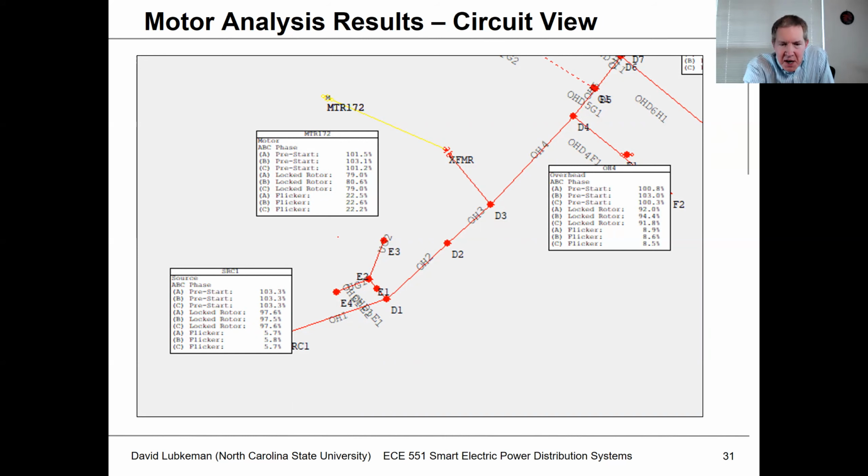And what we see in this case is we get a flicker of a little bit more than 22%. We get a percent sag on the primary below where this motor's at of a little over 8%. And then we get a sag at the source of about 6%. So this matches up pretty close to our by hand analysis, but this is probably a little bit more accurate because it would include things like the voltage drop due to load.